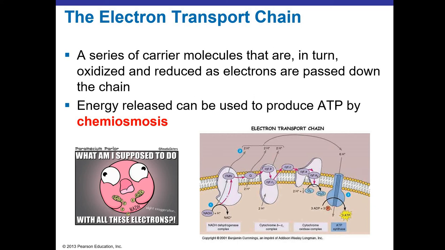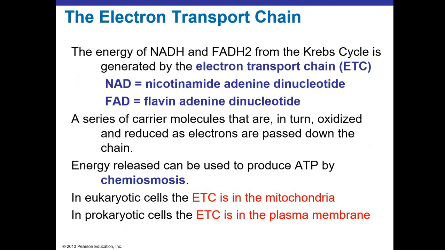So the electron transport chain is going to be the place where we pass the electrons. The electron transport chain has a series of carrier molecules that are going to become oxidized and reduced as electrons are passed down the chain. And then it sets up a gradient that is going to allow us to carry out the process of chemiosmosis. So we're going to see these protons are going to be generated that want to get back across the membrane. So let's take a look how that actually happens.